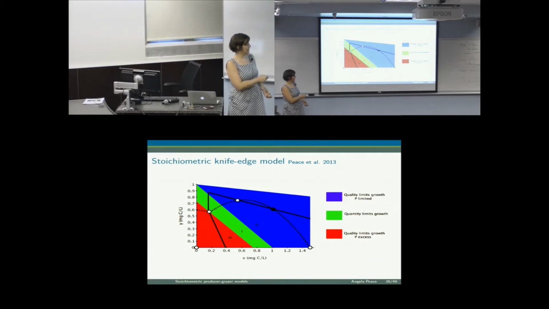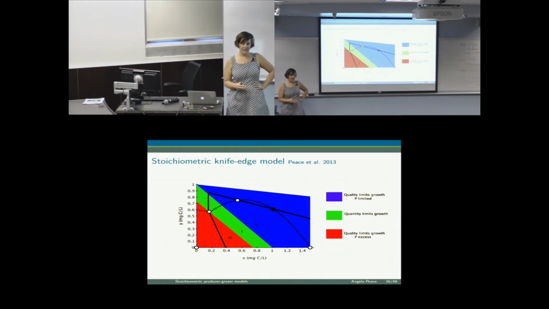And notice, if you remember before, it was a vertical line here. Now we have this second bend in it. And that breaks this phase space into now 3 regions. The 2 from the LPE model: the green one right here where growth is limited by quantity, the blue one up here where growth is limited by quality because phosphorus was limited. And now we have this third region where growth is limited by quality due to phosphorus being in excess.